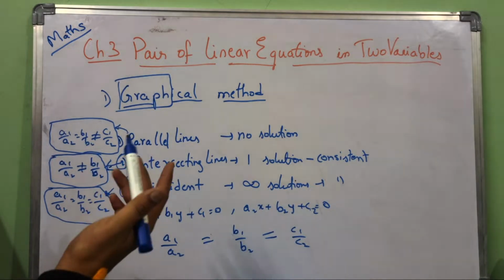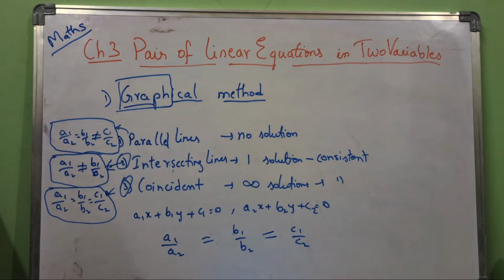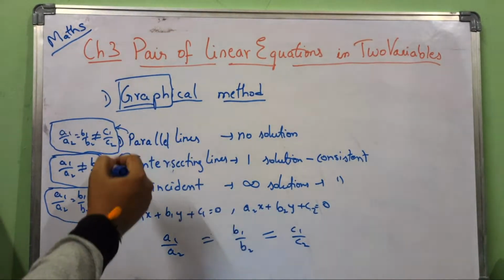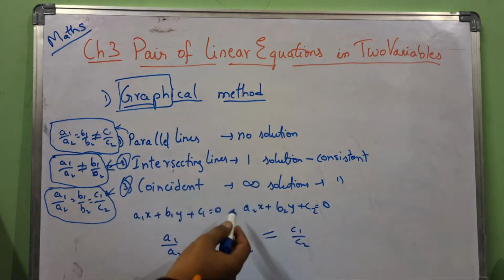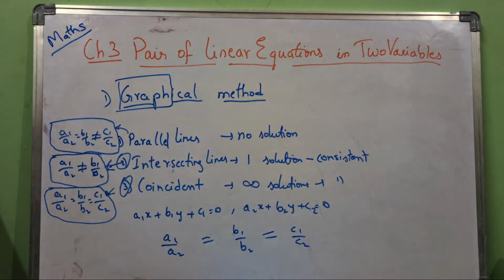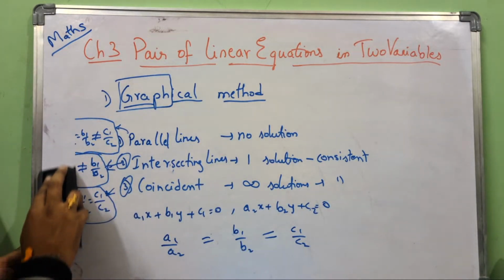Suppose they give 2 equations and ask what is the solution, then first figure out which condition it belongs to: parallel lines, intersecting lines or coincident lines. If it is parallel lines, directly say it is no solution. If it is coincident lines, directly say it is infinite solutions. And if it is intersecting lines, then we can solve using the methods. So now let's go to the questions.